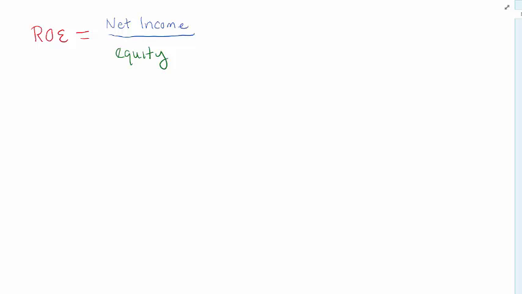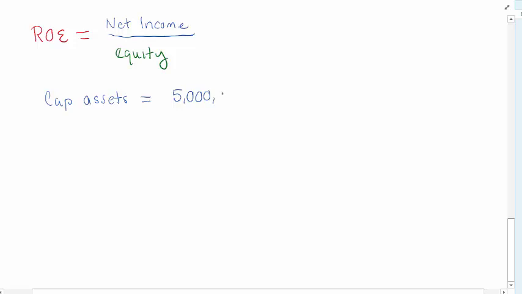So the first thing we need to figure out is what our capital assets are. Well, in the problem, we're told that our total assets are $5 million and our current assets are $1.5 million. So what's left over, that $3.5 million, that has to be our capital assets.